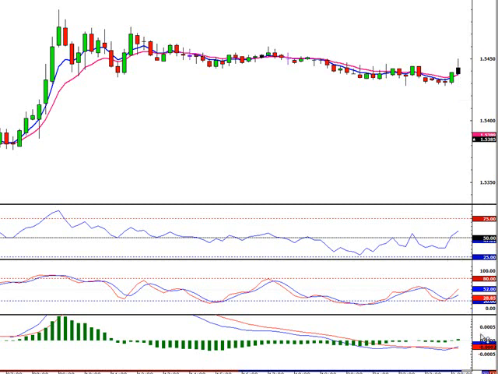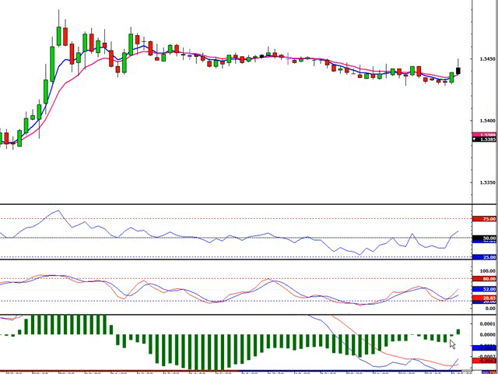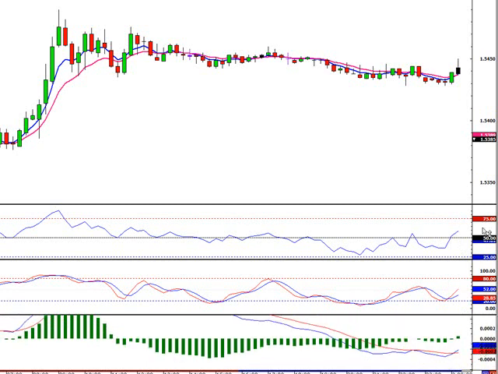RSI is above 50, stochastics are trending up, and MACD has gone from negative to positive, so this is a valid entry here. And it doesn't close until 12:30. Our news event isn't until 2, so this is okay to enter.